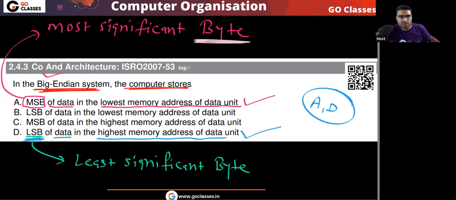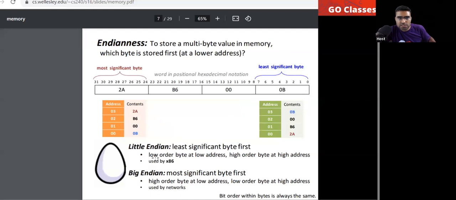Is this clear? Please tell me. We have already seen this. In the big Endian system, what happens? In the little Endian system, what happens? In the little Endian system, just read this. It is given here. See, in the little Endian system, the low order byte is at the low address and the high order byte is at the high address. Yes or no? Similarly, in the big Endian system, the high order byte is at the low address and the low order byte is at the high address.